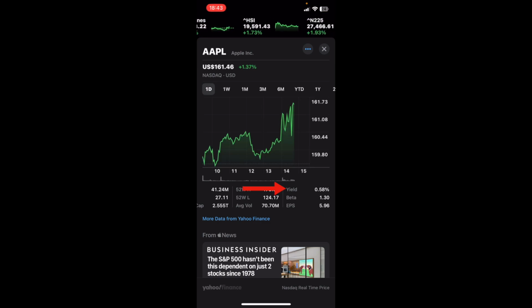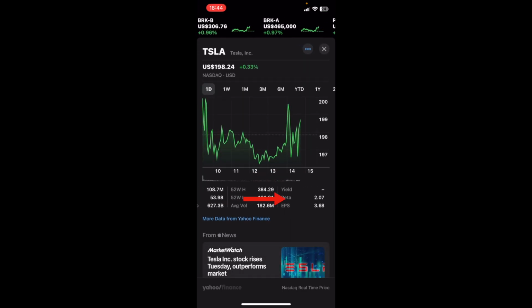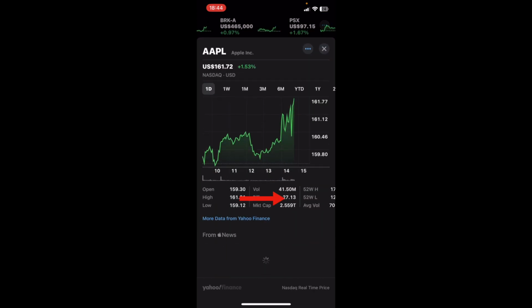That is something. It's better than nothing. But when you consider the fact that the Apple share price should go up quite quickly, that's what you're hoping for, this is just a little reward that Apple is giving you for owning the shares. It's basically a portion of Apple's profits that it's paying to you. Beta, this is just how volatile the stock is, and it goes up and down, but ideally you do want the stock to be as close to 1 as you can. You can see that Tesla is very volatile, that's why it's 2, and Apple is 1.3.